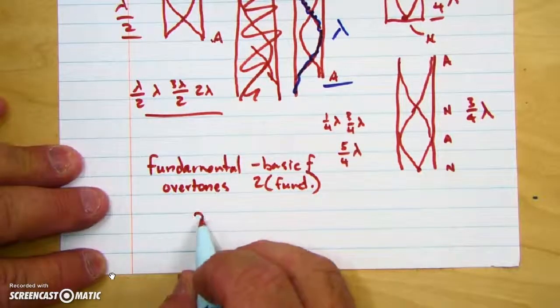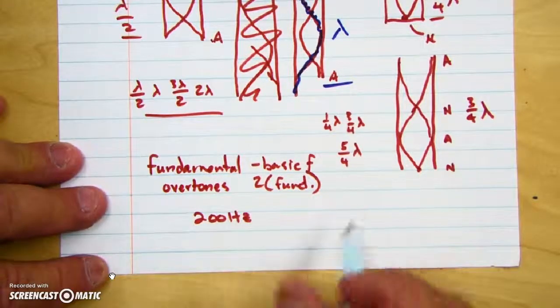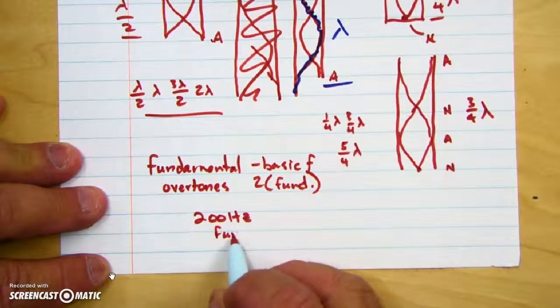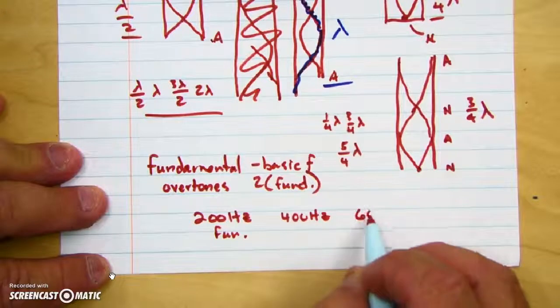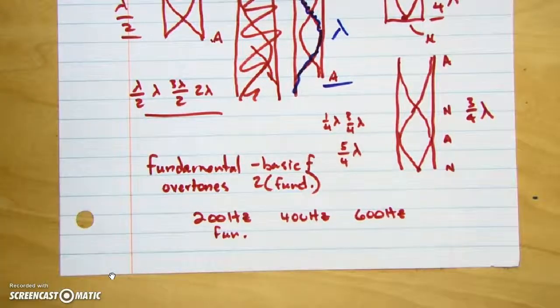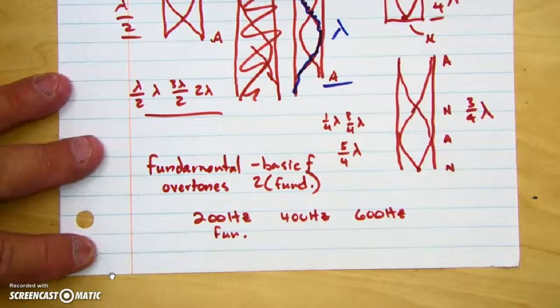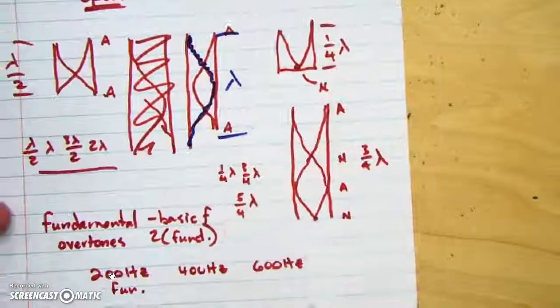So if your basic frequency is 200 hertz, and that's the fundamental frequency of that, so that's your fundamental, then you're going to have an overtone at 400 hertz. You're going to have an overtone at 600 hertz. Like that. Now, important thing to remember with this, velocity equals frequency times wavelength.